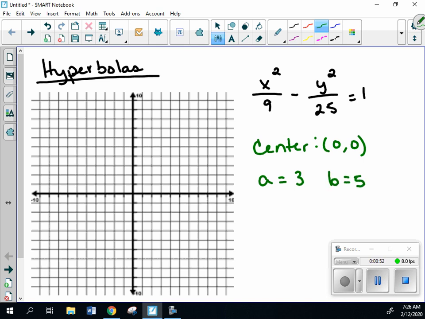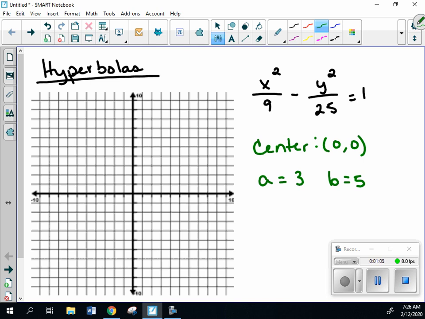Now the c value is found a little bit differently. We have a different Pythagorean relation, so that's just something to note. It is actually your true Pythagorean theorem of a squared plus b squared equals c squared. So that's just something to consider.